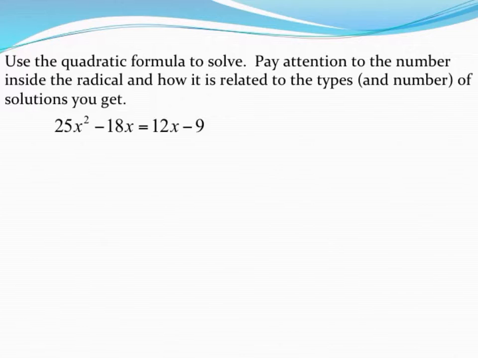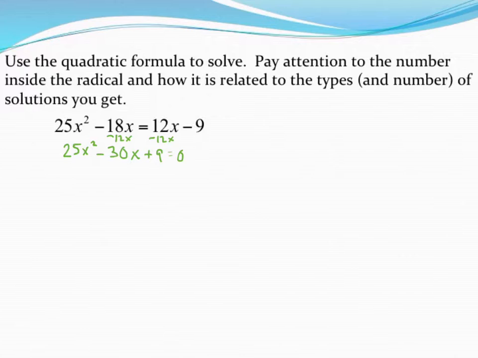Okay, and I'll do one more for you. Again, I would recommend trying it on your own, but if you want to see me work through that, same idea as last time. Let's get this entire equation equal to 0. So 25x squared, I'm going to subtract 12x from both sides to get that moved over. Negative 18x minus 12x is minus 30x. And then I'm also going to add that 9, so I get plus 9 equals 0.